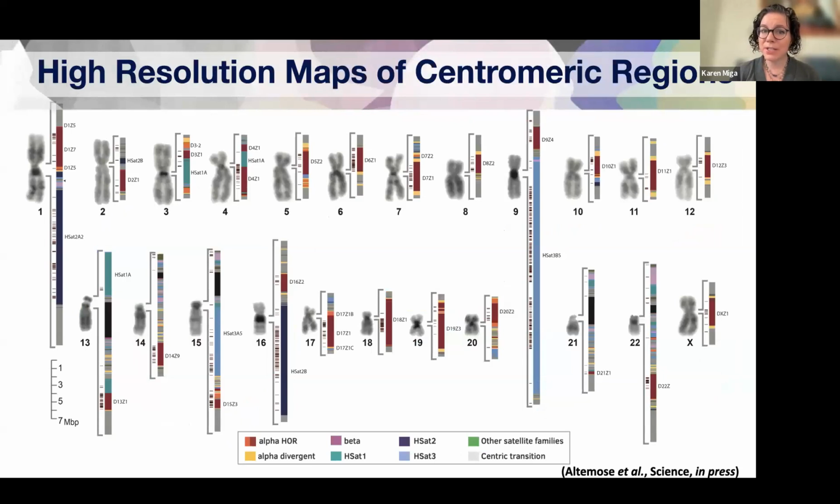And so in this complete genome, we finally have high resolution maps of all of these highly complex tandem repeat regions that I'm showing you a cartoon of here. And this marks every single centromere of a human genome. And so this has been really landmark for many studies that have gone on from there.